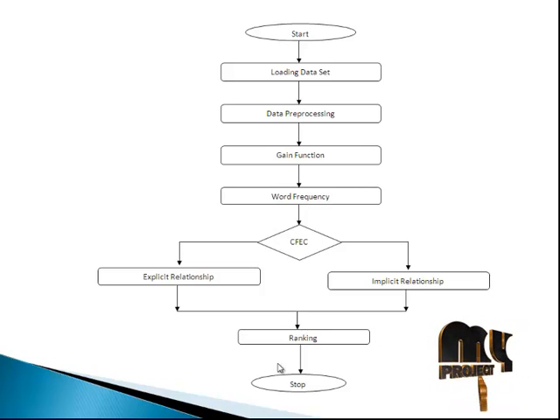Then the data pre-processing is done. The data pre-processing is the initial step of the data mining process. For the data pre-processing, the unwanted data is removed. The unwanted data means the data which is replicated many times in the dataset.